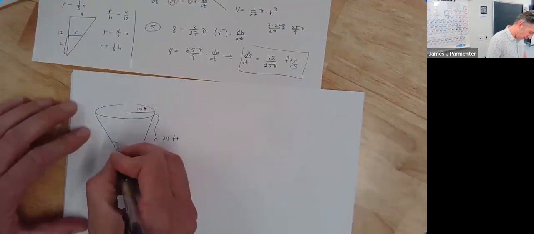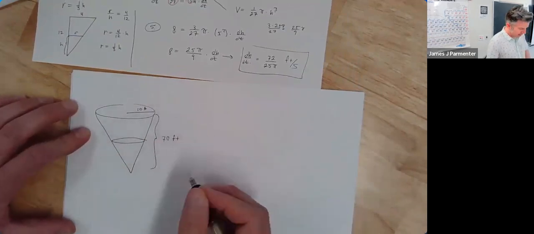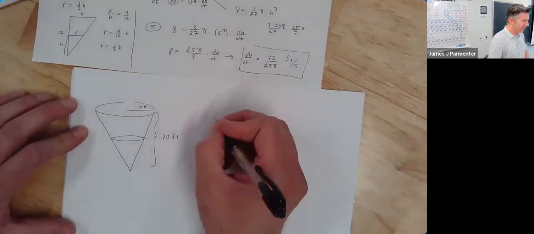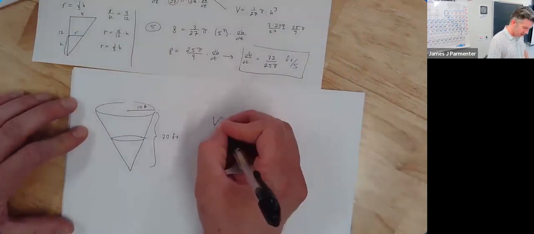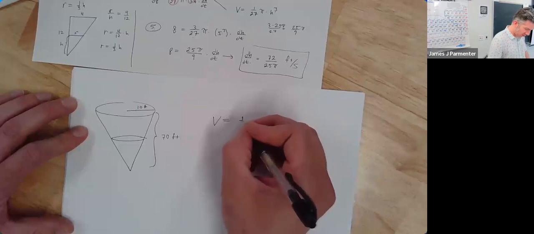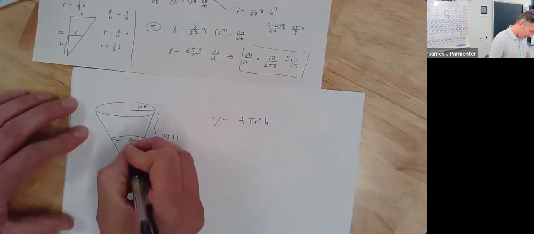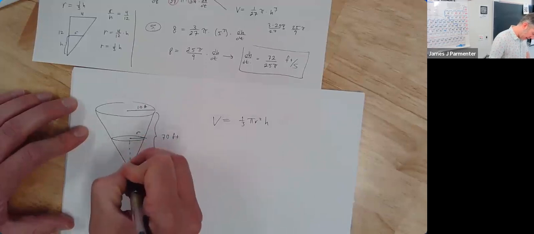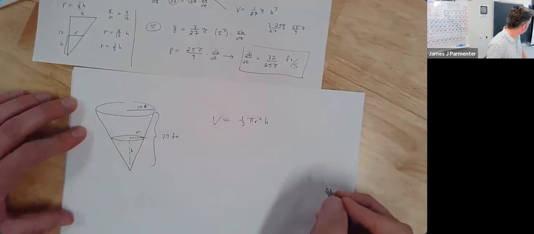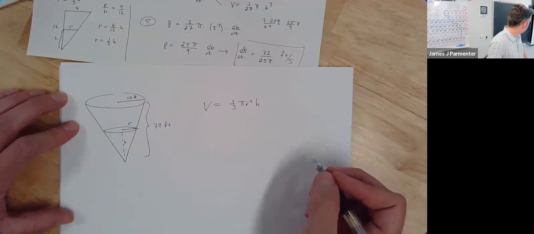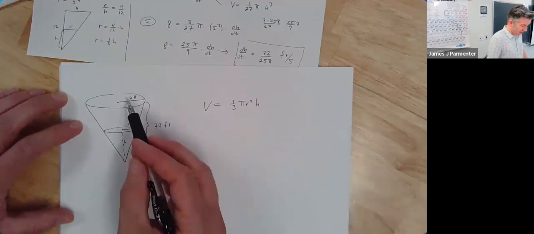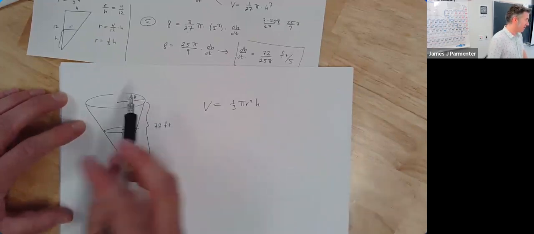And then I had water, and the whole thing was rising, and I just wanted to get to the part where I was writing the equation. Well, I would still be writing volume equals 1/3 pi r squared h. But now if this is my radius and this is my height, what's the relationship between radius and height now? Well, what fraction of the height is the radius?